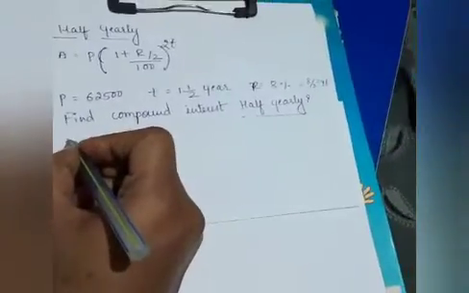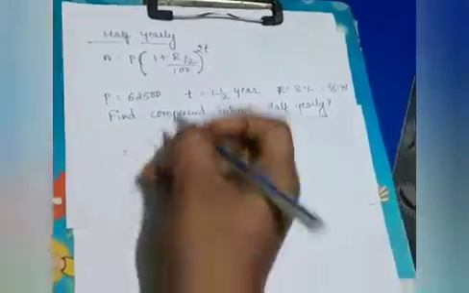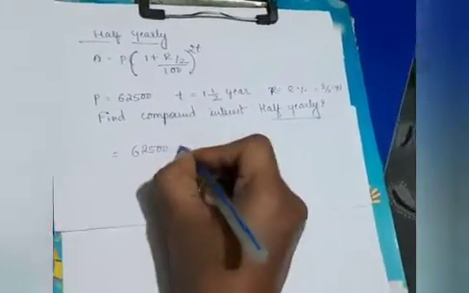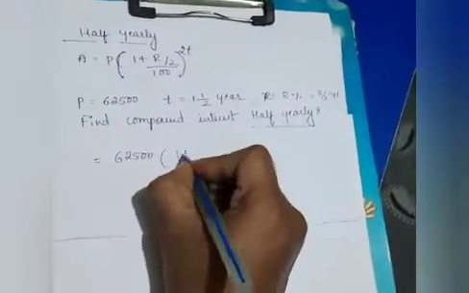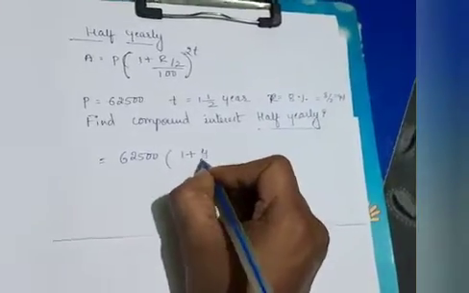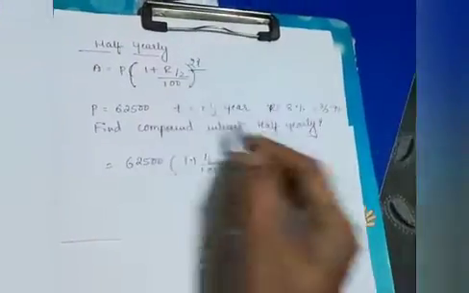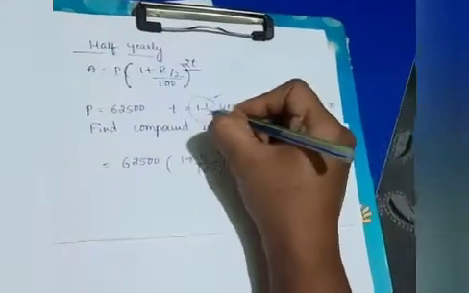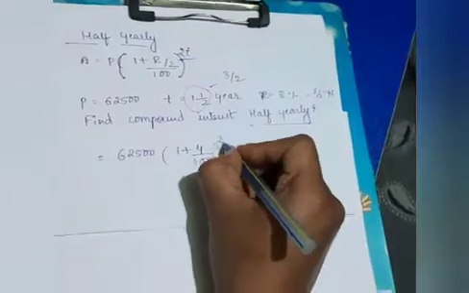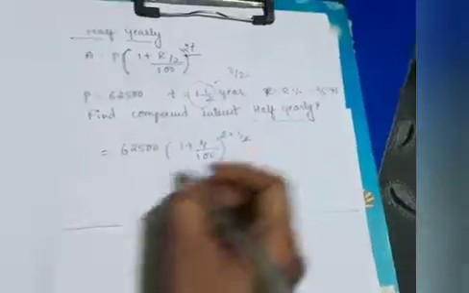Okay, so dear students, what we need to do is take the formula and substitute the values. 62,500 into 1 plus rate of interest. What is it? Already we have taken 4% divided by 100, and the time is 2 into 3/2 because it is half yearly. So this can be written as 2 ones are 2 plus 1, 3/2. So it will become 2 into 3/2. 2 gets cancelled. We will get only 3 here.